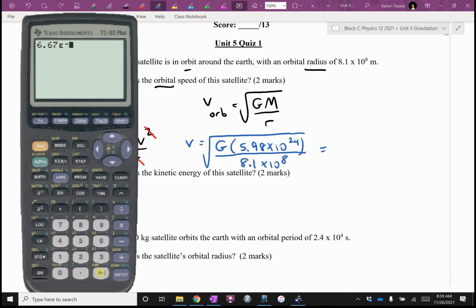6.67 times 10 to the negative 11. 5.98 times 10 to the 24th divided by 8.1 times 10 to the 8th, square root of that. Oh yeah, there you go. We're far enough out there. Gravity is weak enough out there. We don't need to go that fast.